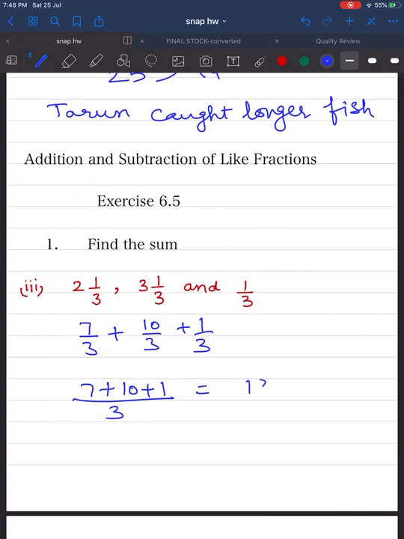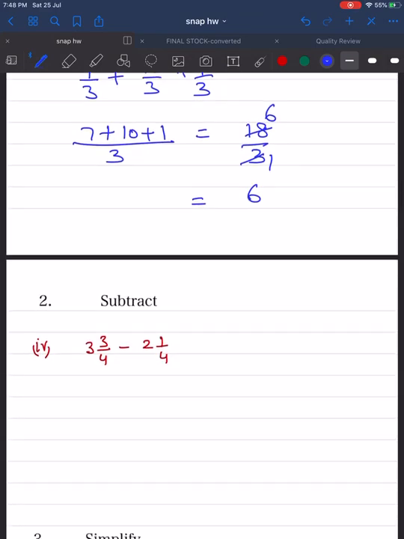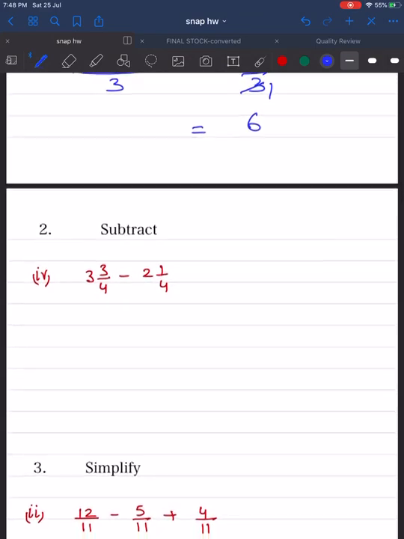So we add all the numerators and we retain the denominator. So here we get 18 on 3. Now 3 1s are 3, 3 6s are 18. So we get 6 here.